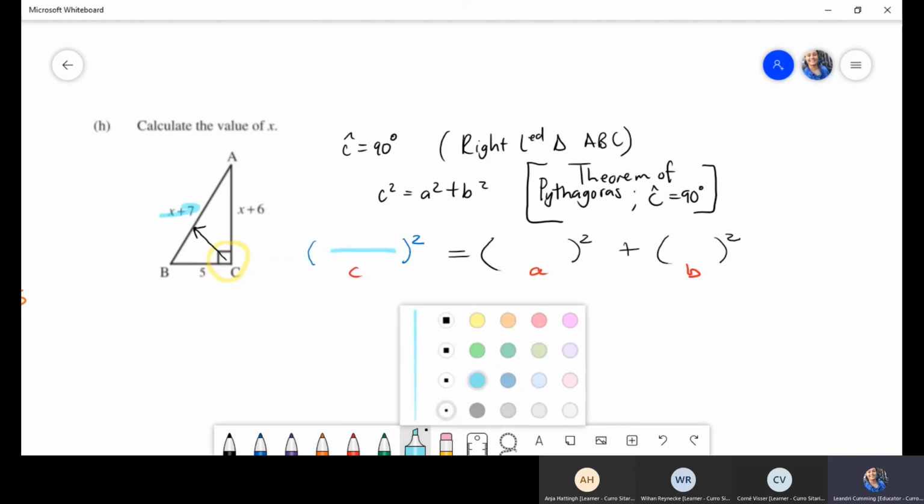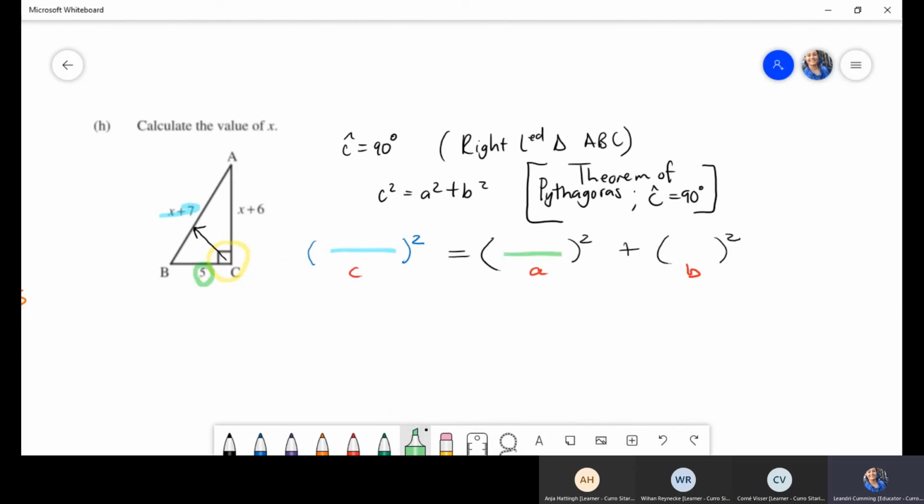That goes there. A, what length is A? A is 5, there we go. And then what length would B be? Let's find that. If my highlighter can work faster. There we go. That would be B. So let me write within those brackets the colors that I've chosen. X plus 7. A is 5. And B is x plus 6.